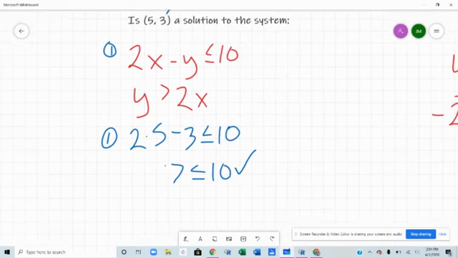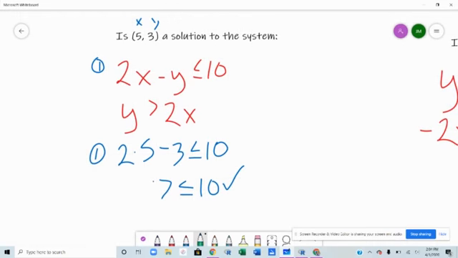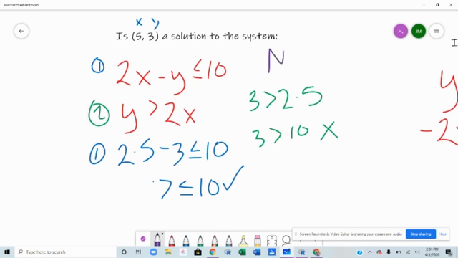Now you need to check the second one. Take our y value, which is 3. Is that greater than 2 times your x value, which is 5? So we've got 3 is greater than 2 times 5, which is 10. Is 3 greater than 10? No, it is not. So is this coordinate point a solution to the system? In this case, you should say no, because it only worked for the first one. It didn't work for the second one, and it's only a solution if it works for both.